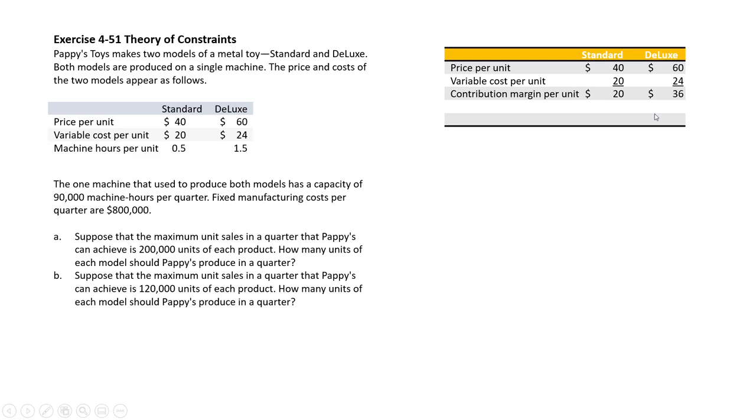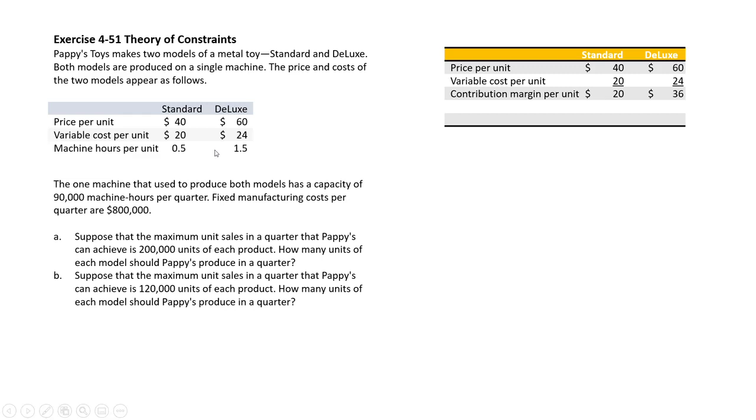So on the surface, you might say, well, we should produce deluxe. Each one gives me $36 versus $20 for standard. The problem is that they have a constraint, and the constraint is machine hours, and these two different models use machine hours much differently. A deluxe takes 3 times as much machine hours to produce.